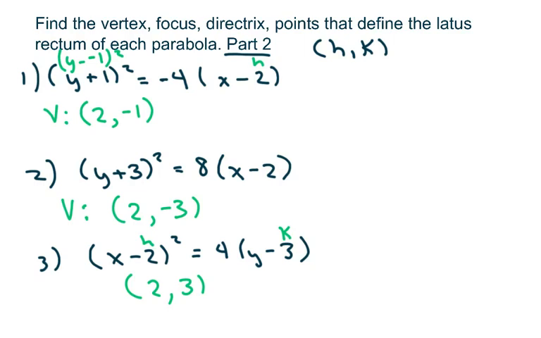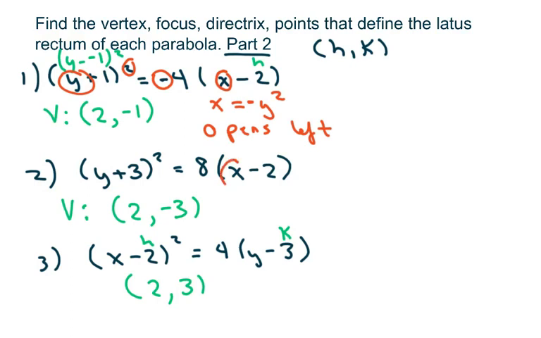Right. Now, I need to know if this opens up, down, left, or right. And I do that first because if I get a general idea of the direction of the opening, I can get the focus and the directrix pretty easily from the A part. So this one, if you look at it, this is like saying x equals y squared. But we have this negative here. So this one is either left or right. Because we have the negative, this opens to the left.